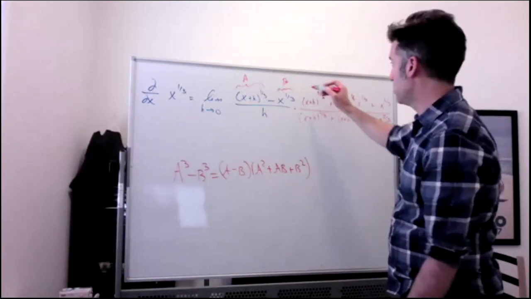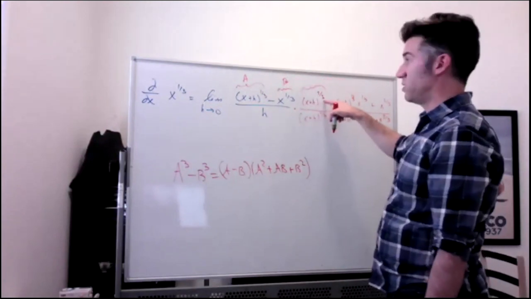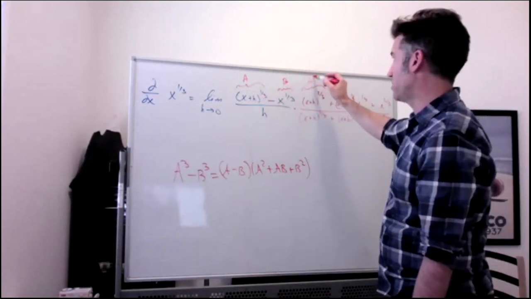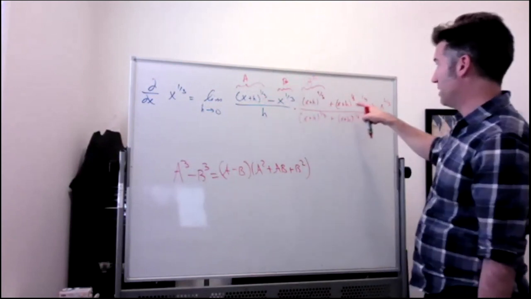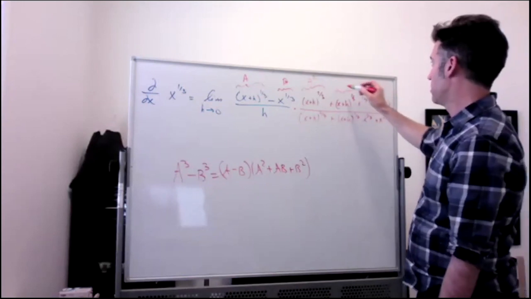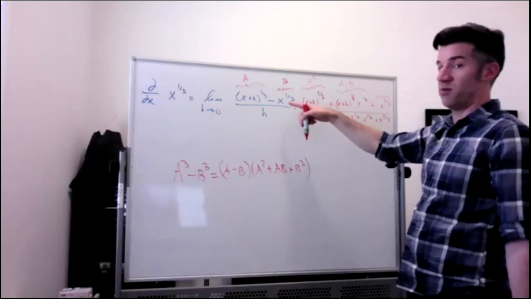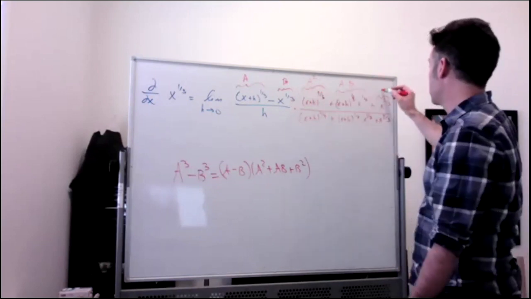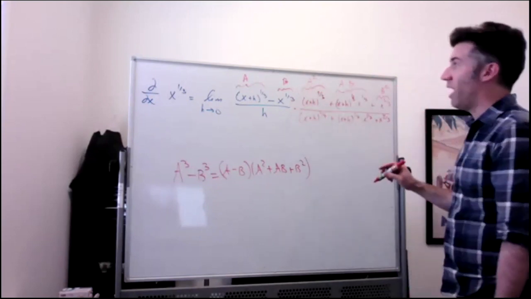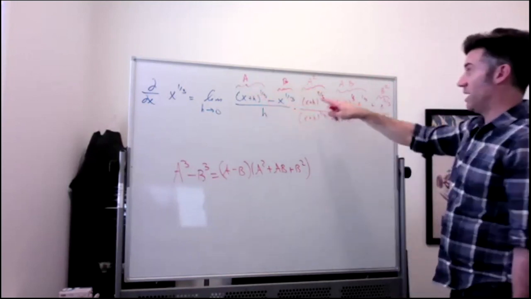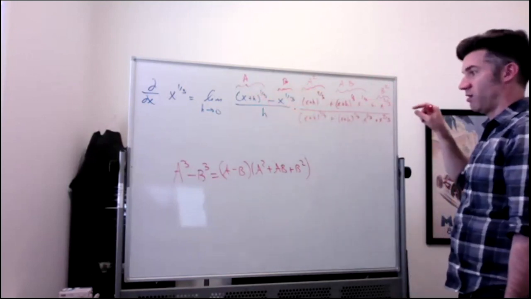This here, x plus h to the 2/3, is x plus h to the 1/3 squared. So that's your a squared. This is your a times b. And this is your b squared, right? X to the 1/3 squared is x to the 2/3. So here's what I've got. I've got a minus b times a squared plus a times b plus b squared.